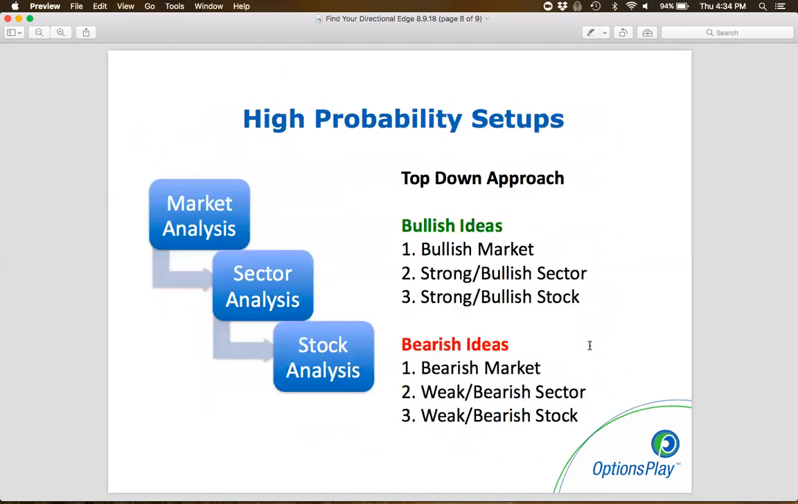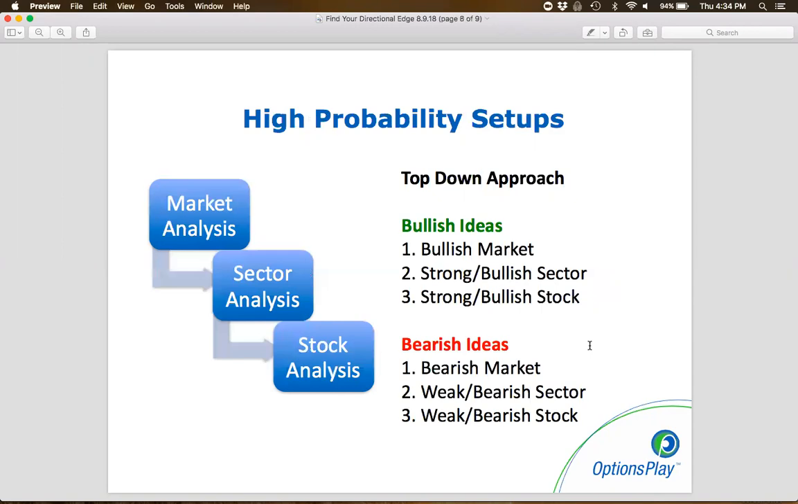Now, before we jump over to the OptionsPlay platform, I do want to talk a little bit about how you find high probability setups, meaning how to use these indicators in conjunction with each other to quickly find bullish and bearish stocks for you to trade. Very similar to how we identify bullish and bearish trade ideas for you every single day that we email out to you in our daily plays.